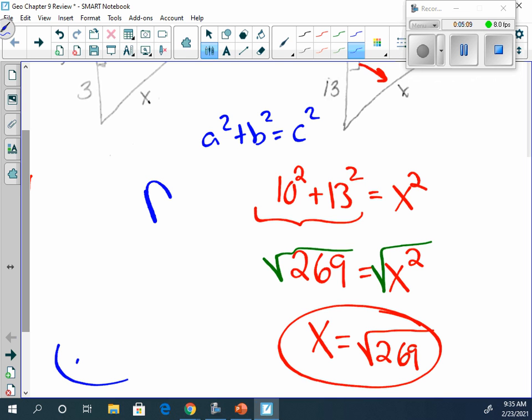Now, no, this would not be a Pythagorean triple because one of the side lengths, the hypotenuse more specifically, is not a whole number. Because it's not a whole number, this would not be a Pythagorean triple. And that's all we have to do for this problem here.